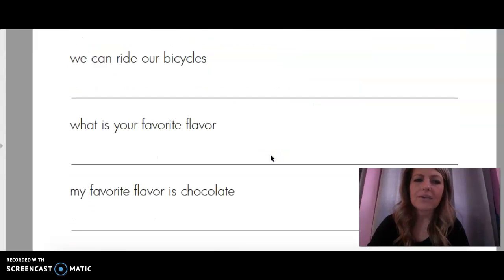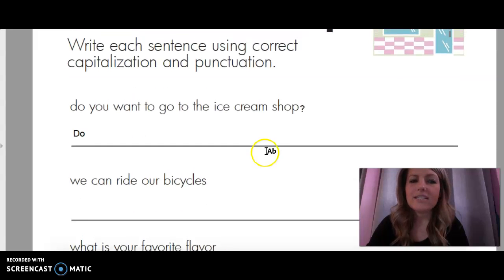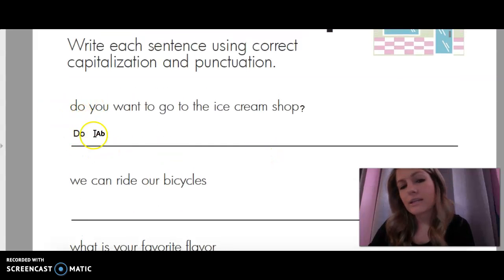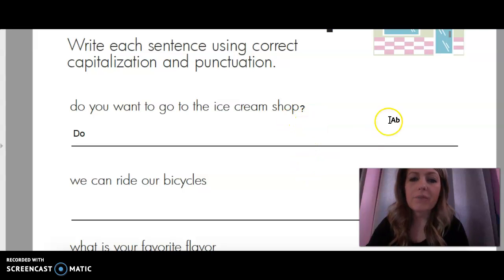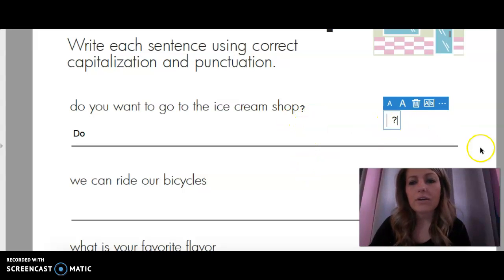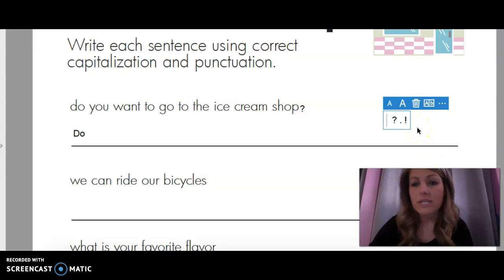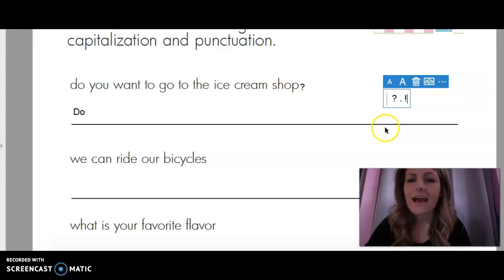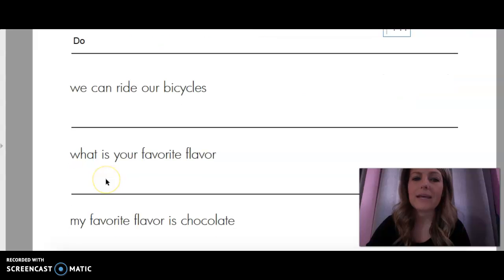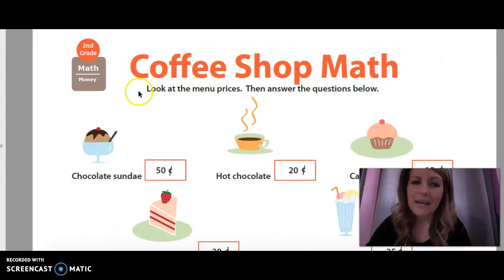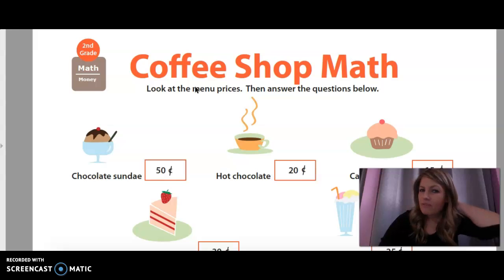So you need to look at the rest of these sentences and you need to decide, does it have a capital letter at the beginning? And what type of punctuation mark does it get? Does it get a question mark like you see here? Does it get a period? Or does it get an exclamation point? You use exclamation points when you are really excited about something, or you can use it when you are yelling or scared in a sentence. So look at these sentences and decide what punctuation mark it gets, and does it have a capital letter at the beginning? Last thing, I'd like you to work on coffee shop math.